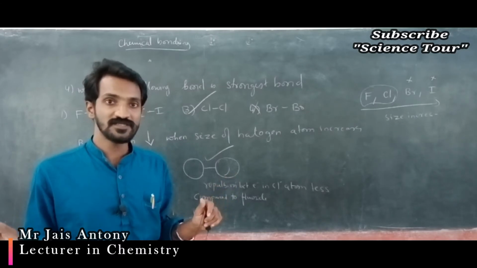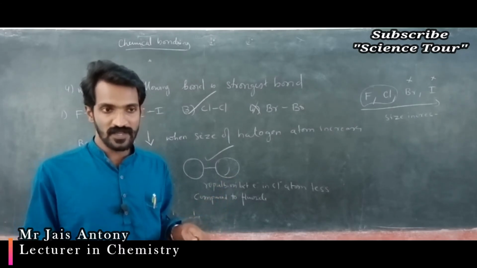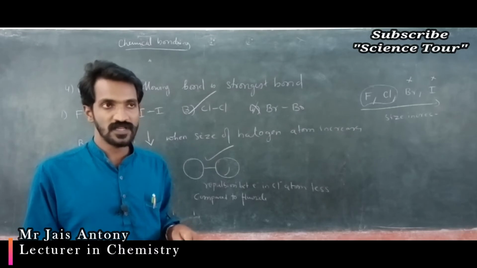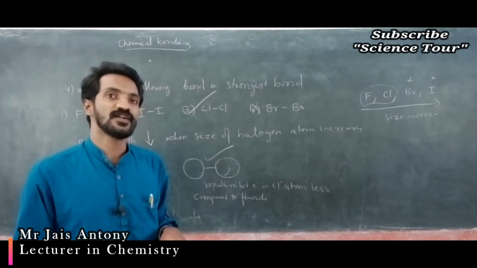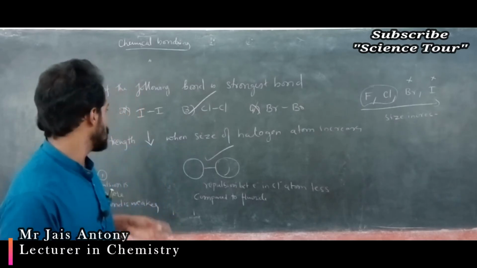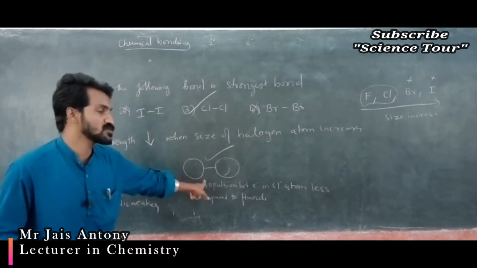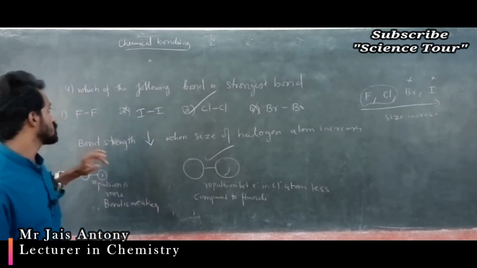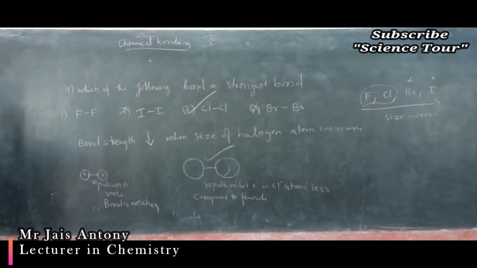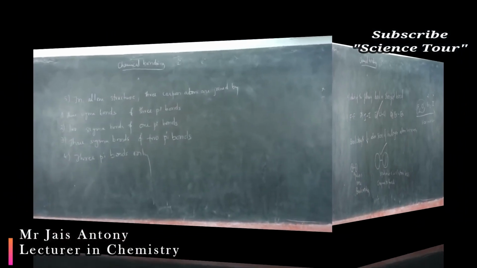Understood? That means between that particular atom more repulsion is there. So what happens? Automatically that bond becomes weaker. Understood? Weaker bond. But compared to fluoride, chloride is strongest because repulsion is less compared to fluoride. So the answer is chloride, strongest bond. My dear students, next question.